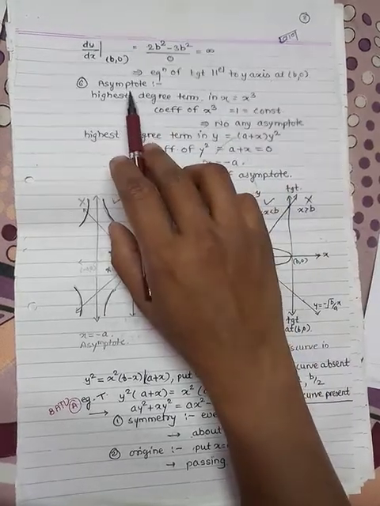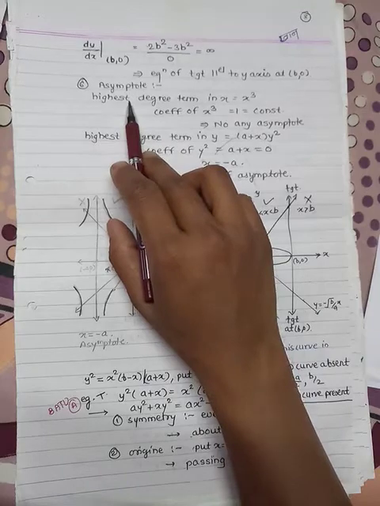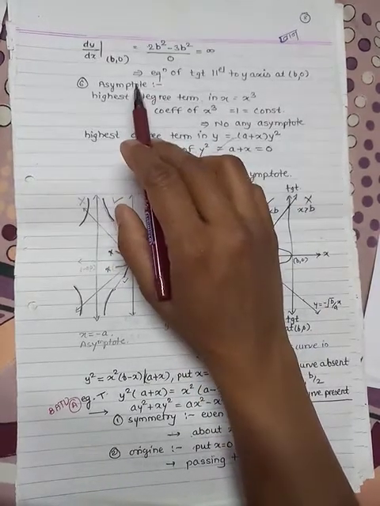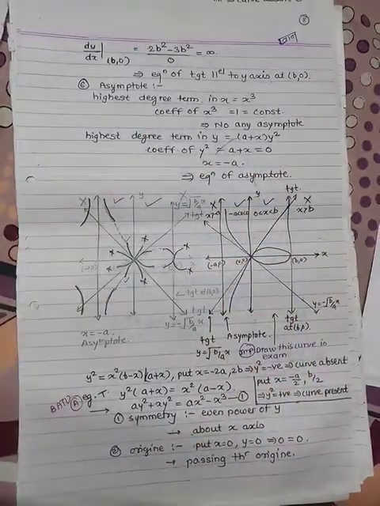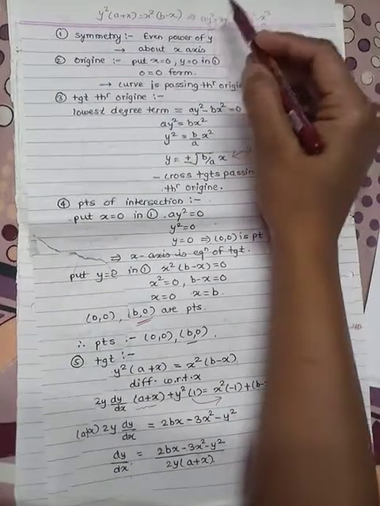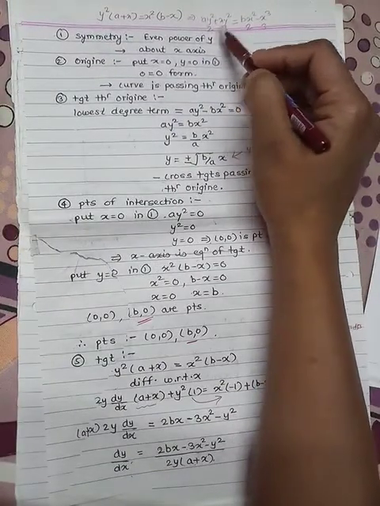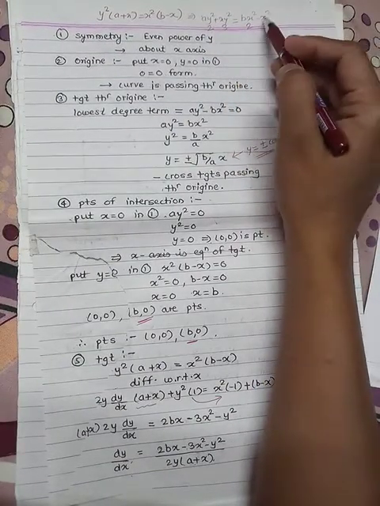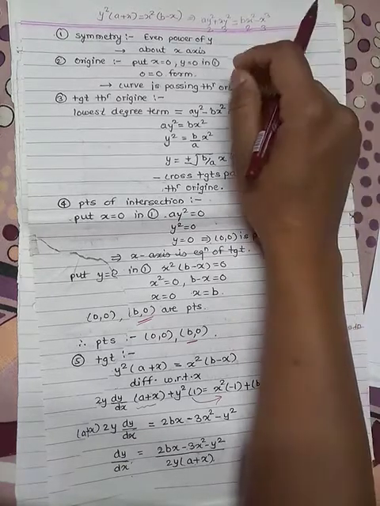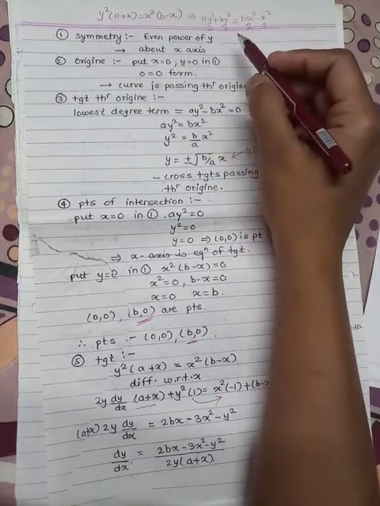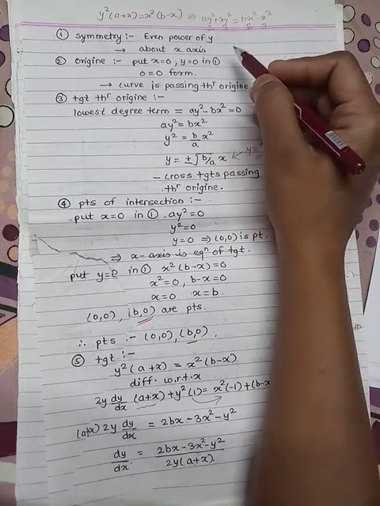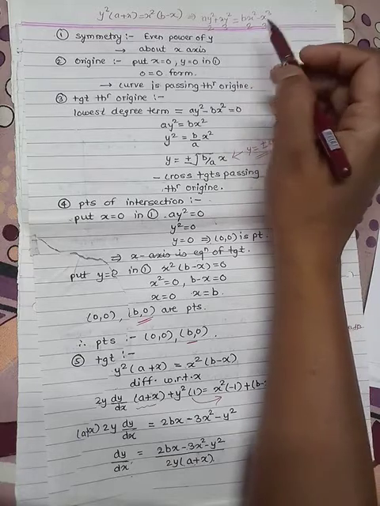Then the next point is asymptote. So for asymptote we have to take the highest power term. So here this is your equation. This has the power 2, this has the power 3, this has the power 2, this has the power 3. So for asymptote we have to take the highest power term in x and the highest power term in y particularly.